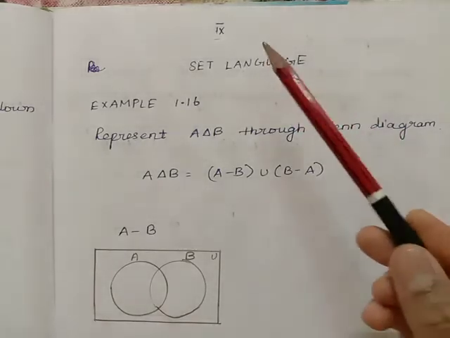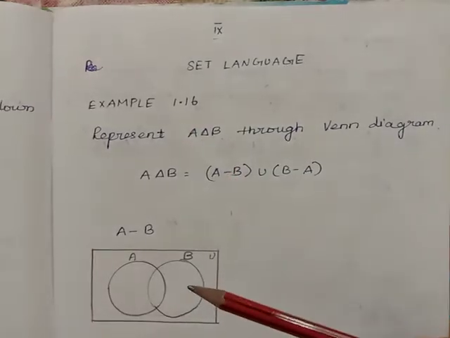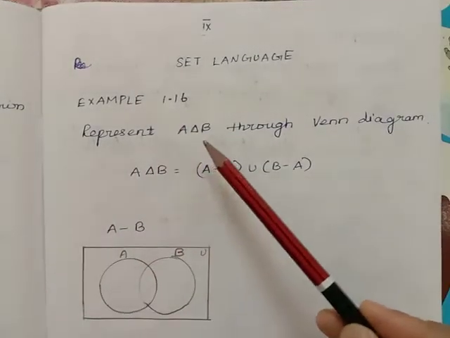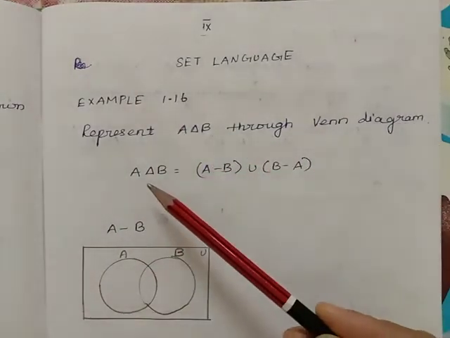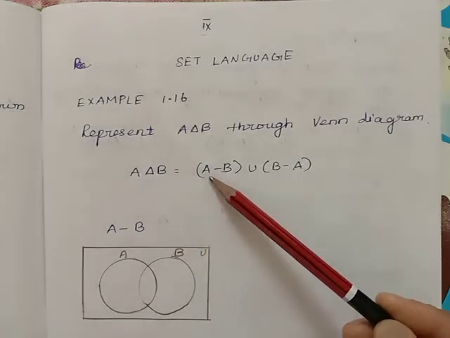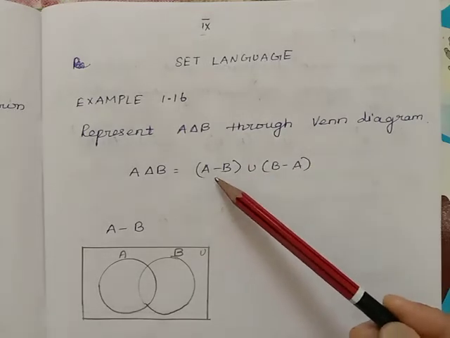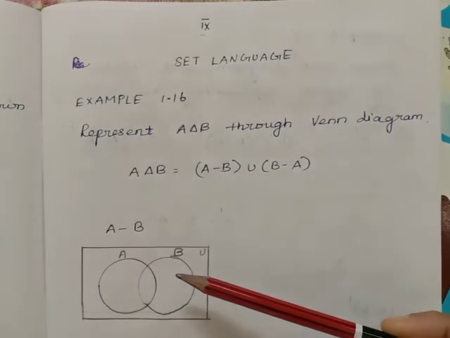Today we are going to learn 9th standard set language, example 1.16. Represent A delta B through a Venn diagram. A delta B, the symmetric difference of A and B, means A minus B union B minus A. So first we'll find what is A minus B in the Venn diagram.